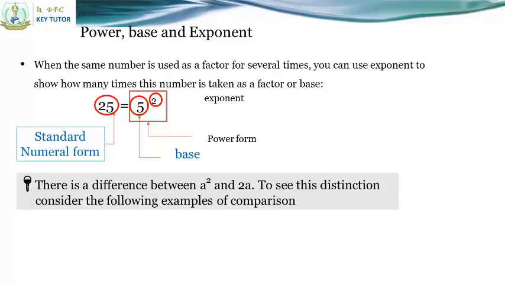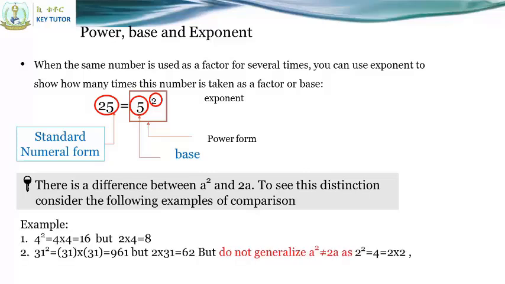There is a difference between a square and 2a. Here we need to note that there is a difference between a square and 2a. Let's take an example to see the distinction between the two values. For example, 4 square is 4 times 4, which is 16, but twice 4 is 8, and you can see the difference between 16 and 8. They are different. Take 31 square. 31 square is 961, while twice 31 is 62, and here also you can see a wide difference between the two numbers, 31 square and twice 31.